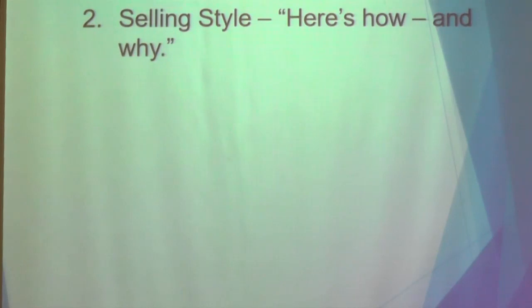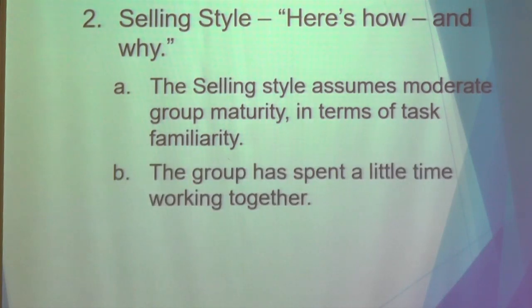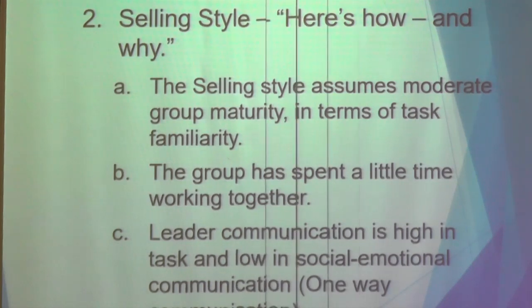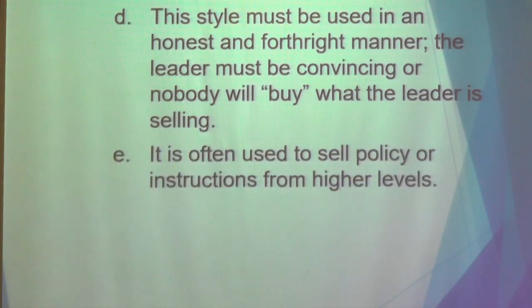Then comes selling. So first one was telling, then comes the selling style. Here's how and why. The selling style assumes moderate group maturity in terms of task familiarity. The group has spent a little time working together. Leader communication is high in task and low in social emotional. One-way communication. The style must be used in an honest and forthright manner. The leader must be convincing or nobody will buy what the leader is selling. It is often used to sell policies or instructions from higher levels.